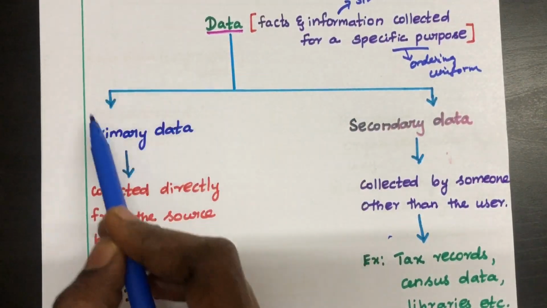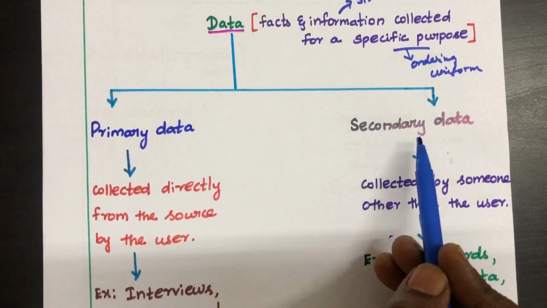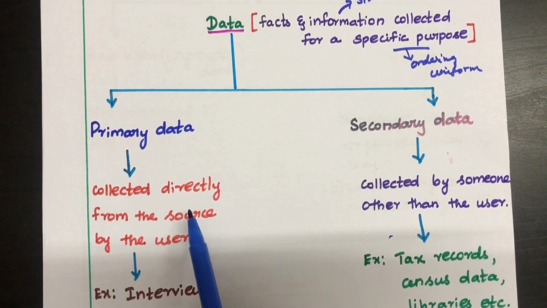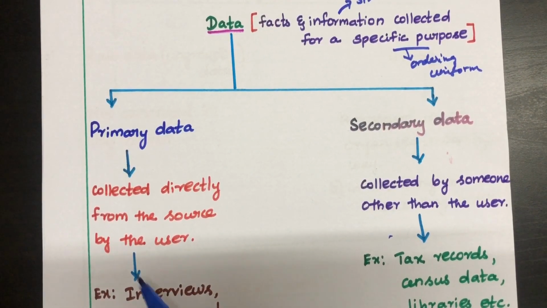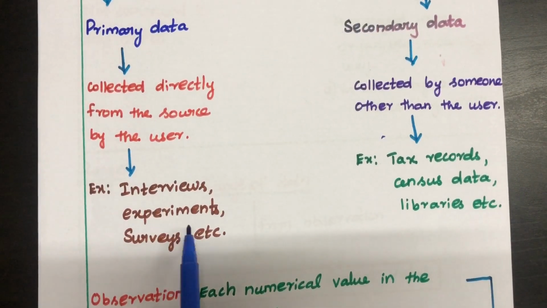This data is classified into two groups. What are they? Primary data and secondary data. What is primary data? Collected directly from the source by the user. There is a one-to-one contact between the source and the user. For example, interviews, experiments, surveys, etc.